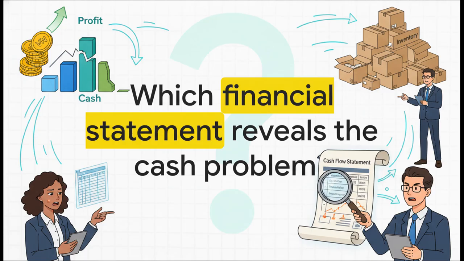You need to immediately turn to the cash flow statement. Specifically, you want to look at their operating activities. It is highly, highly likely that their cash is tied up in massive uncollected receivables or sitting in a warehouse as unsold inventory. In short, their paper profits simply aren't converting to liquid cash.